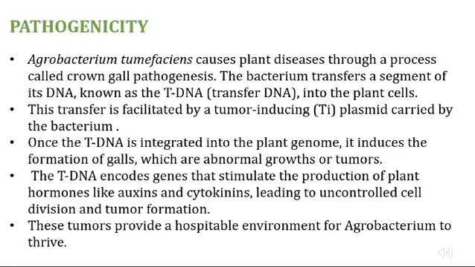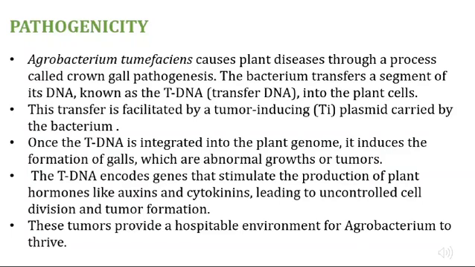Now its pathogenicity. Agrobacterium tumefaciens causes crown gall disease in plants. This bacterium transfers a segment of its DNA known as T-DNA, which is transferred DNA, into the plant cells. This transfer is facilitated by a tumor-inducing plasmid carried by the bacterium.